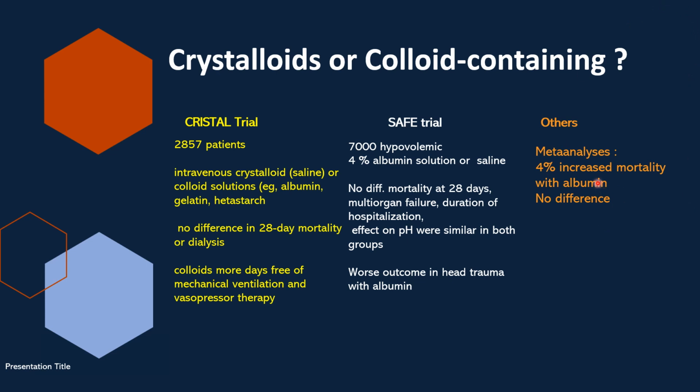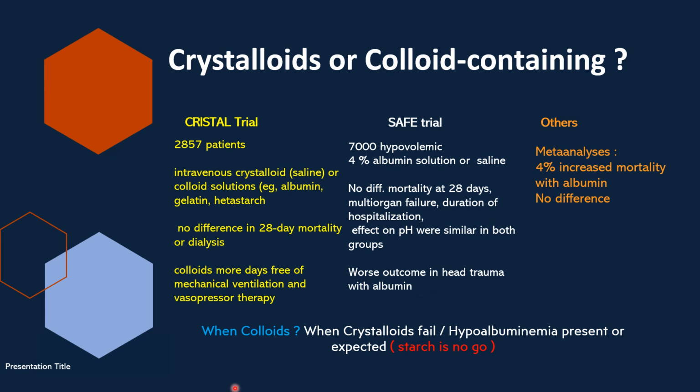What do other trials tell us? Other trials tell us that there is a slight increase in mortality with albumin. However, we can say that there is no large difference between both types. It should be noted that crystalloids are extremely cheaper and there is no hyperreactivity with crystalloids. So we use colloids only when crystalloids fail or if hypoalbuminemia is present or expected, as in patients with hepatic disease or burns, and then you should go with albumin containing solutions if available. However, if you are in doubt, go with crystalloids till the laboratory investigations are available to you.